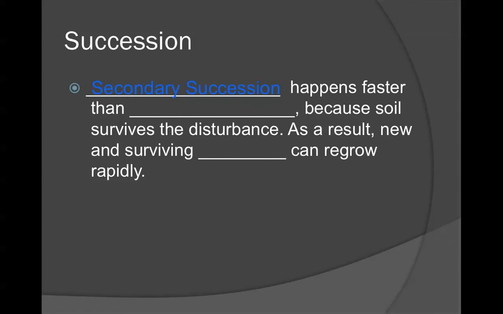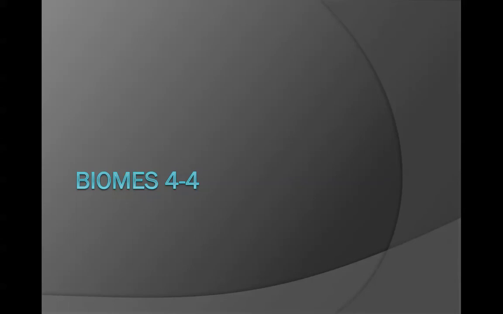Secondary succession happens faster than primary succession because soil has already survived. It doesn't need to be made. As a result, new and surviving vegetation can regrow rapidly. And that's it for succession. It's pretty easy, just predicted changes in our environment. We know how things will happen.